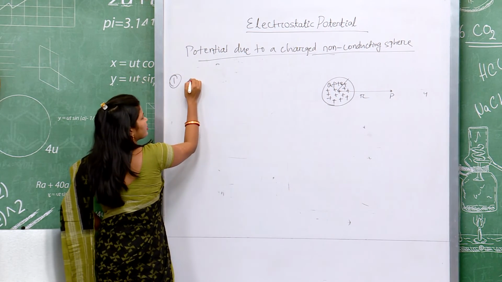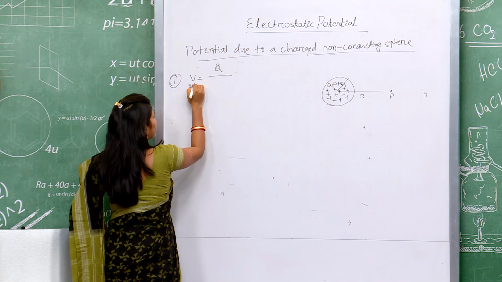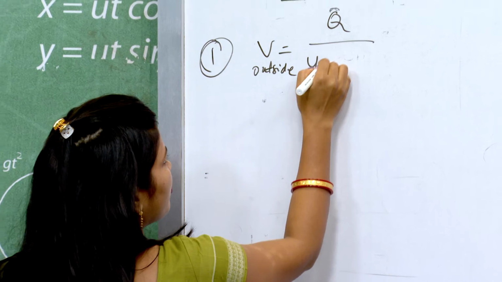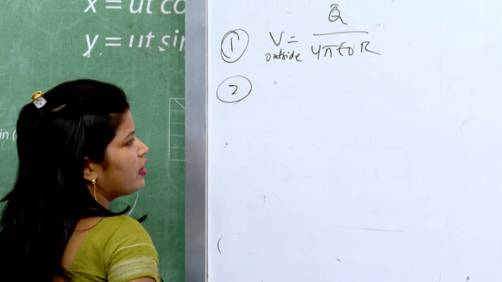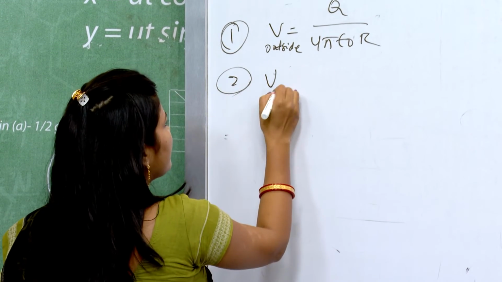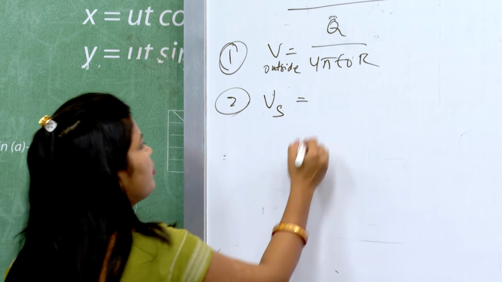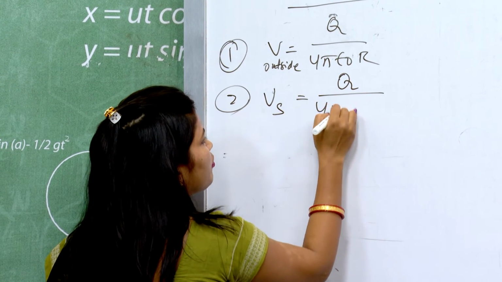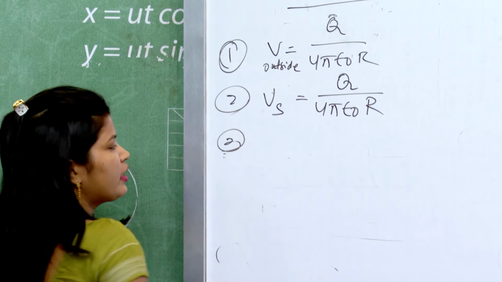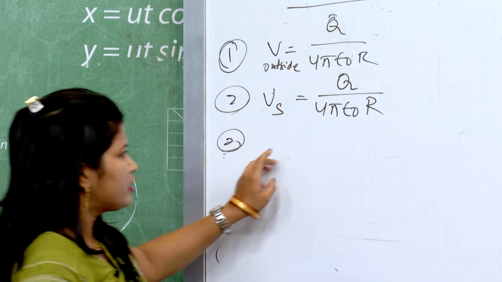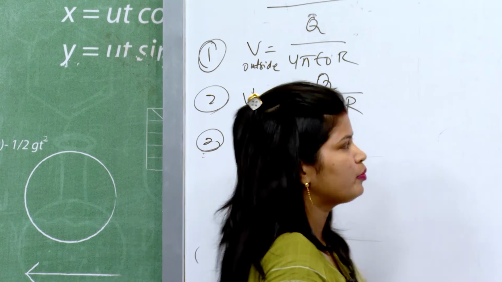Similarly, in case 1, the potential outside is V equals Q upon 4 pi epsilon naught small r, and on the surface the potential Vs is equal to Q upon 4 pi epsilon naught capital R. And the third case is the most important: inside the charged non-conducting sphere, what is the potential?